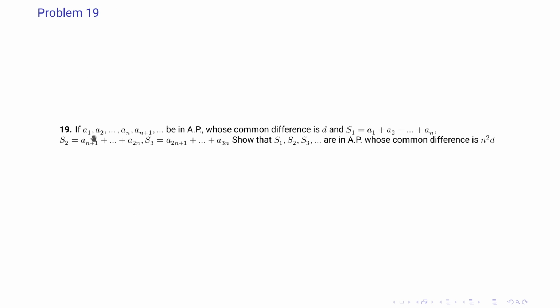Problem 19 says that if a1, a2 up to an, a(n plus 1) and so on are in AP whose common difference is d, and S1 is equal to a1 up to an, S2 is equal to a(n plus 1) up to a2n, S3 is equal to a(2n plus 1) up to a3n. That is, S1 is the sum of the first n terms, S2 is the sum of the next n terms, and S3 is the sum of the final n terms. Show that S1, S2, S3 are in AP whose common difference is n square d.